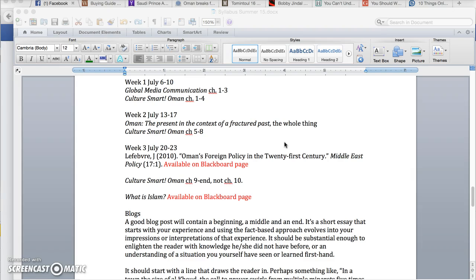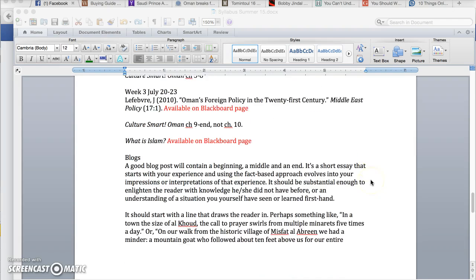The third week is an article, Lefebvre. I think it's only 11 pages. This is kind of your lightest week of reading. And Culture Smart, chapter 9 to the end. I think it's chapter 10 to skip. It's about business and it doesn't really involve us. And then also that week is What is Islam? It's a pamphlet really that's prepared by International Studies here on campus.